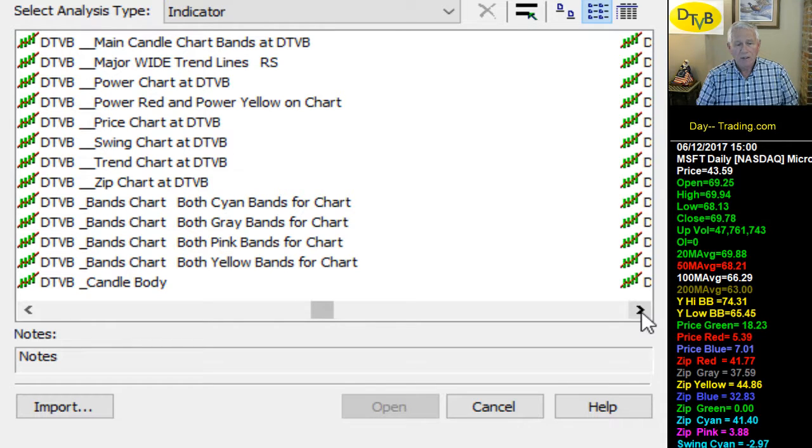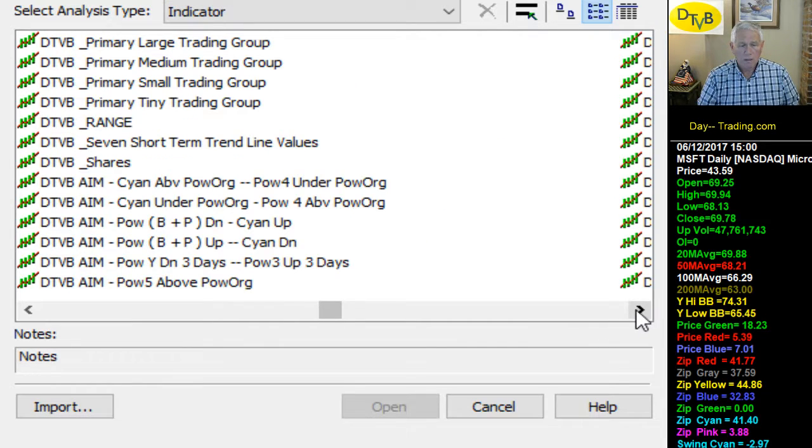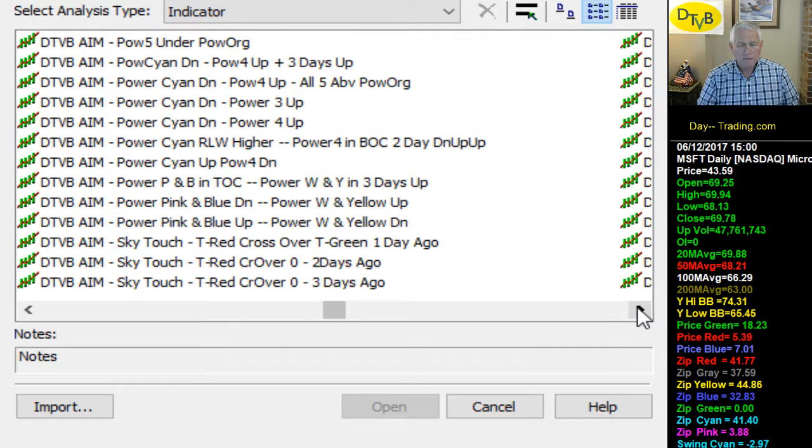When it has an underline like these have, those are designed for the radar screen. And there's more examples. We've got some stuff that we call AIM. It's basically a way to do things.